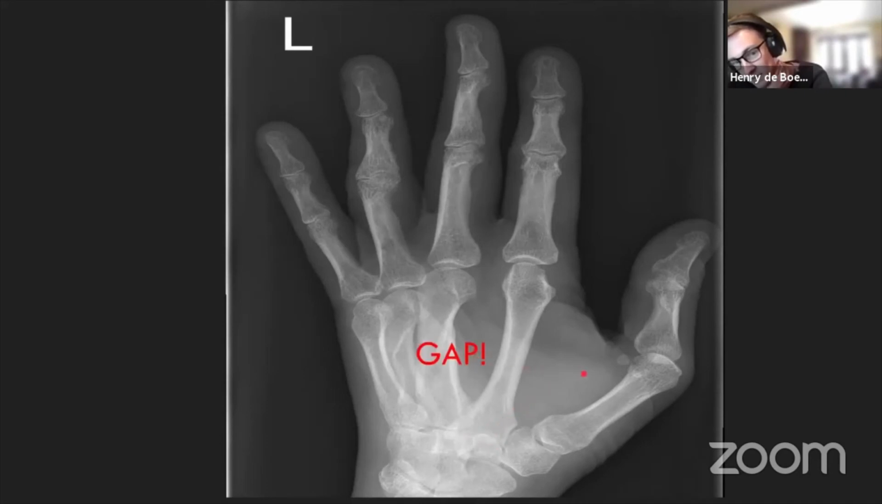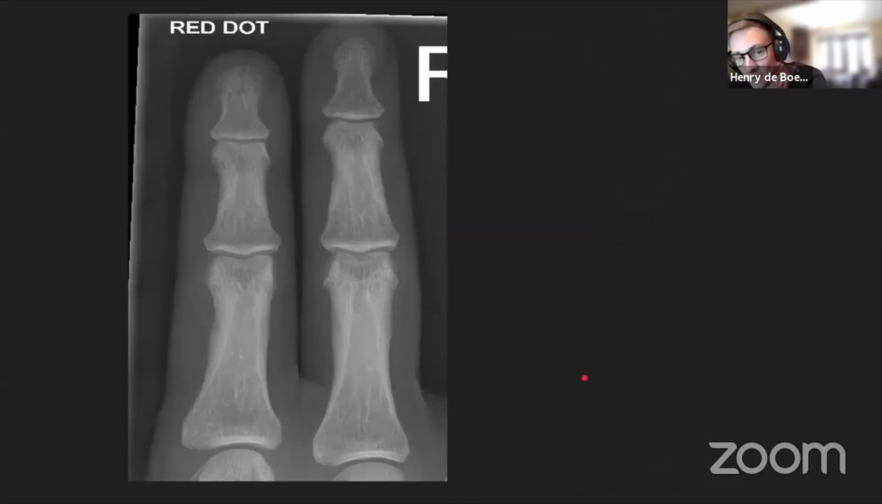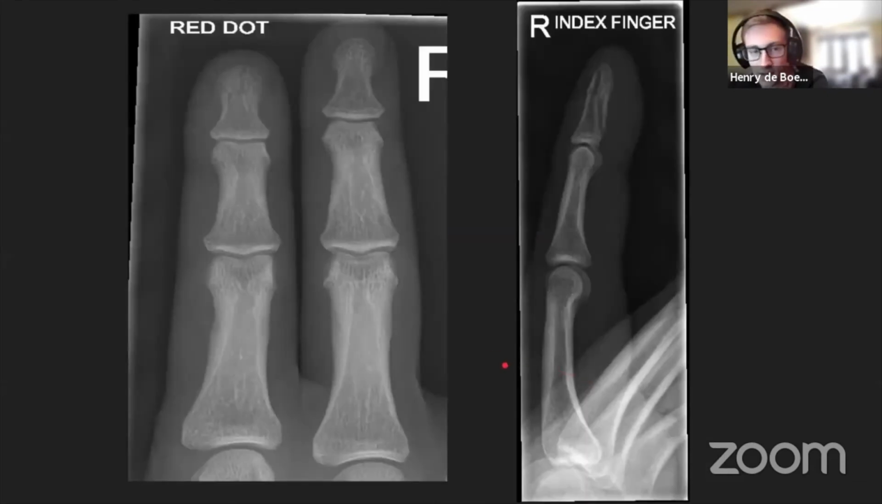So yes, there's a gap, and that's again showing that overlap there. So that's a dislocated index MCP joint. If you think that's subtle, and if you're used to looking at wrist films you should be looking at that joint space and spotting that. But that goes to show the value of a lateral, because that would be very obvious on a lateral. So, next case.